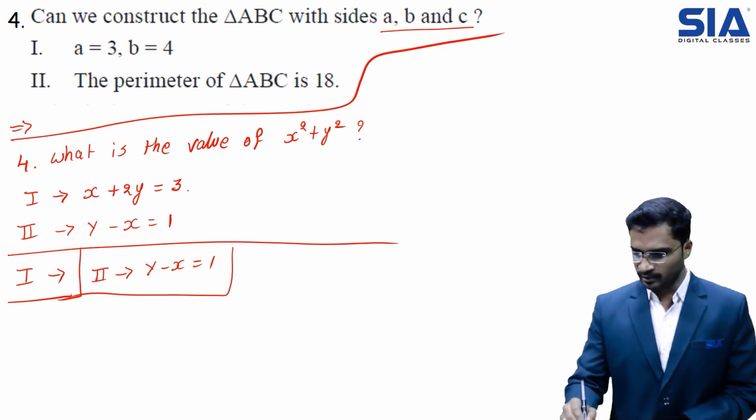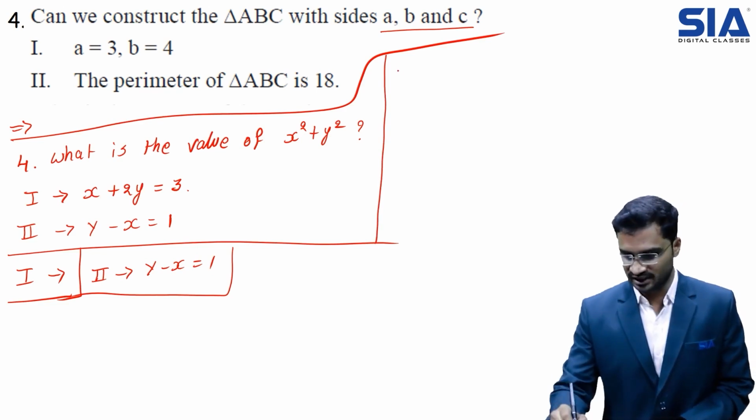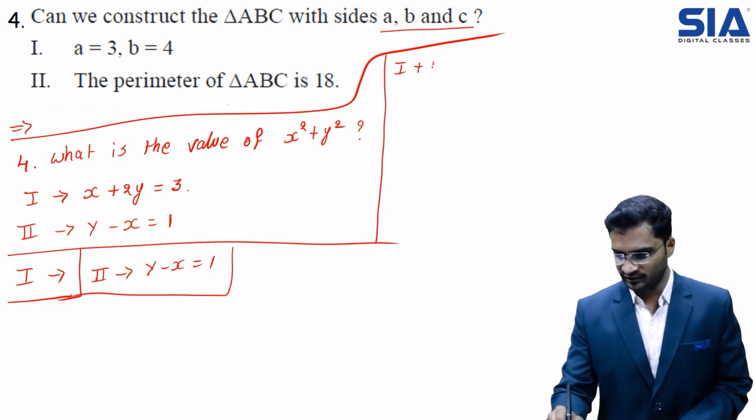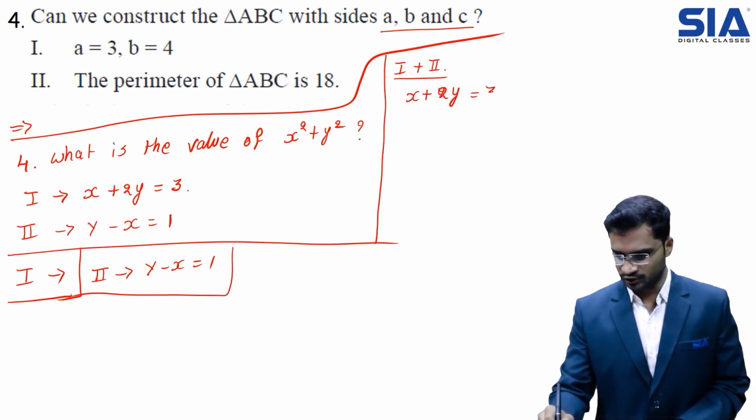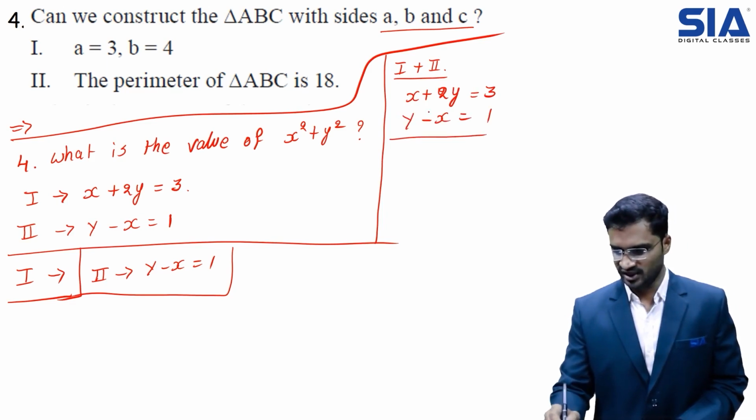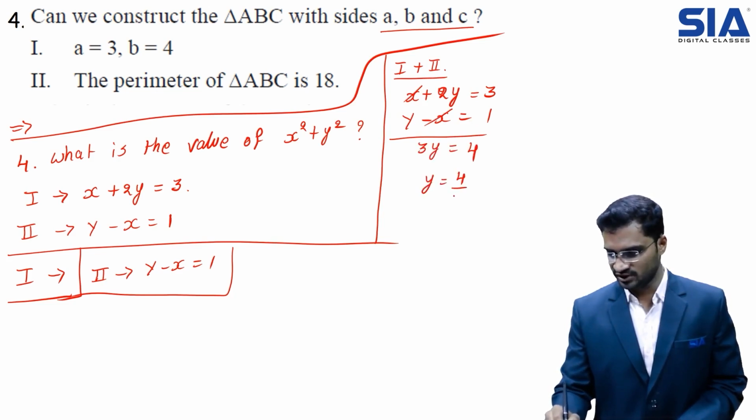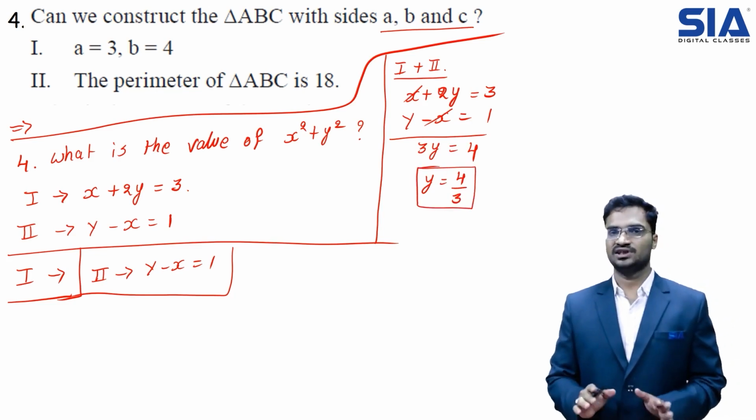Now let us combine both of these statements. So statement 1 combined with statement 2. If x plus 2y is equal to 3 and y minus x is equal to 1, then x gets cancelled, then 3y is equal to 4. Then the value of y is 4 by 3. So from here I am getting a fixed value for y.